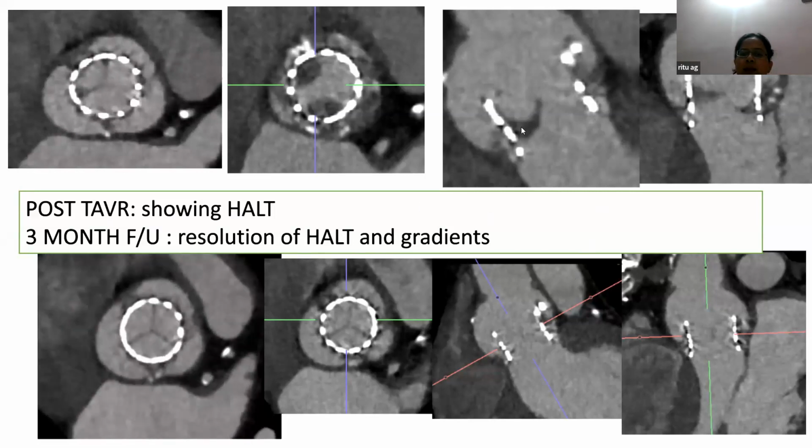Now, there are studies that have graded this HALT into 4 categories, depending on how far this thickening extends, like 1, 2, 3, and 4. However, these are fairly subjective, and I'm not sure that changes the management. If the patient has HALT, then of whatever grade, it means the patient needs to be more closely followed up for any potential valve failure.